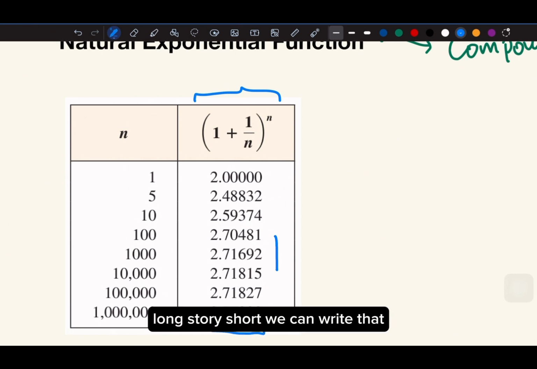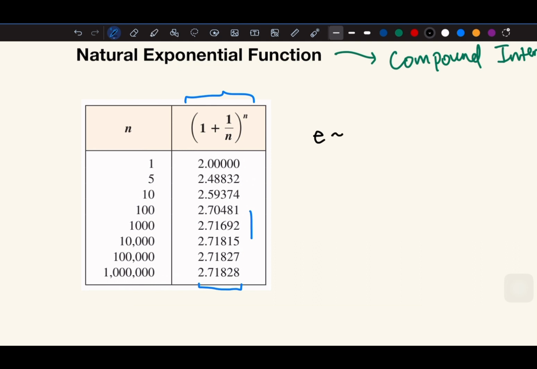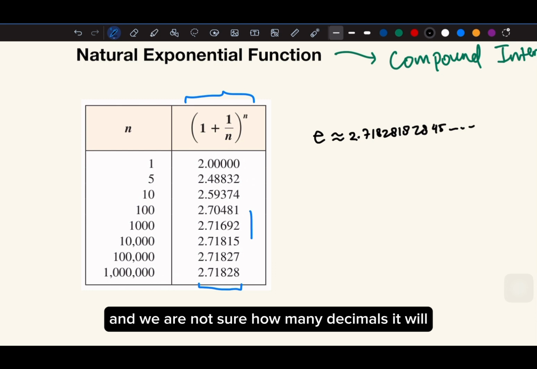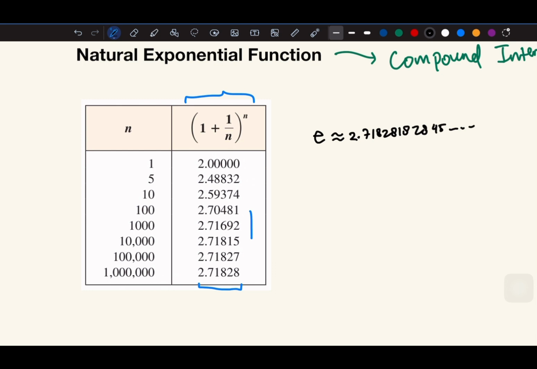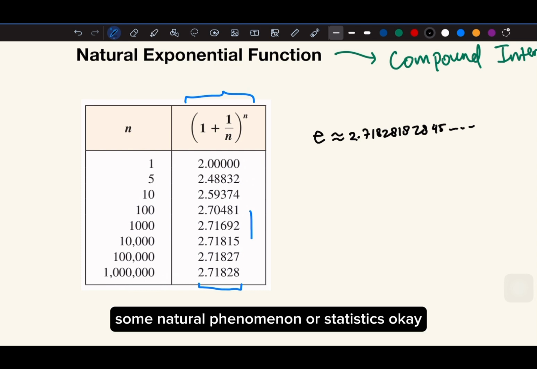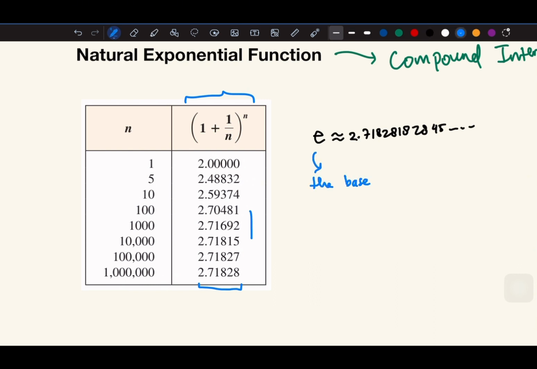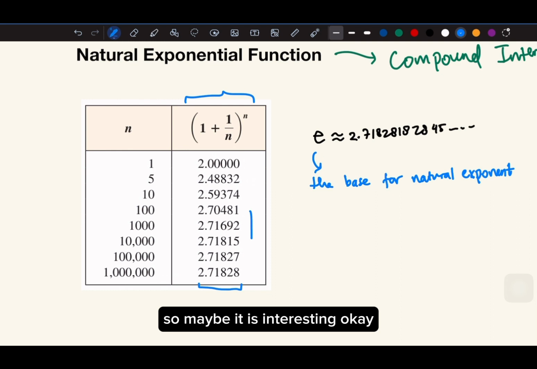And long story short, we can write that a special number we call the Euler number, or e, is this limit, and we are not sure how many decimals it will lead to. But we know that this number will show up in natural phenomena or statistics. And this number will be the base for the natural exponent. Maybe it is interesting.